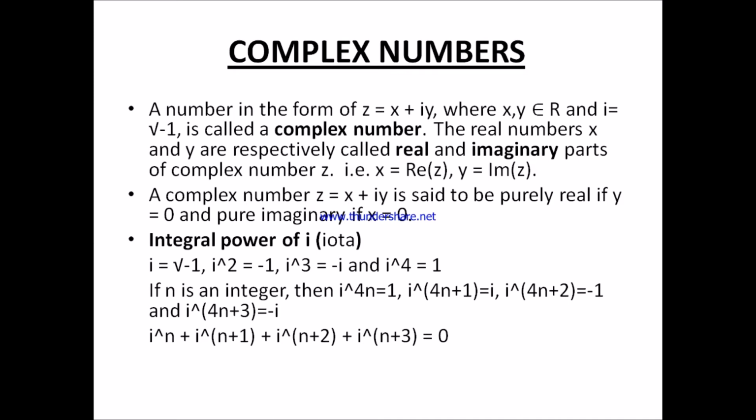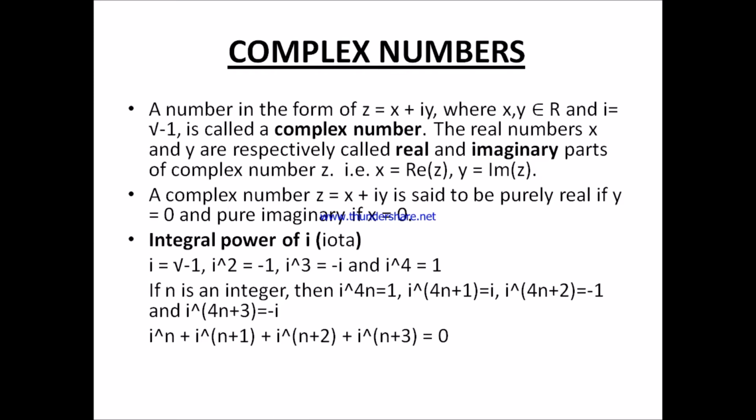Why? Because i is a constant. i is a constant, that is root over minus 1. It can never be any other number. So what is the variable? It is y. Hence y should be 0. Then z, the complex number z, is known as a purely real number.